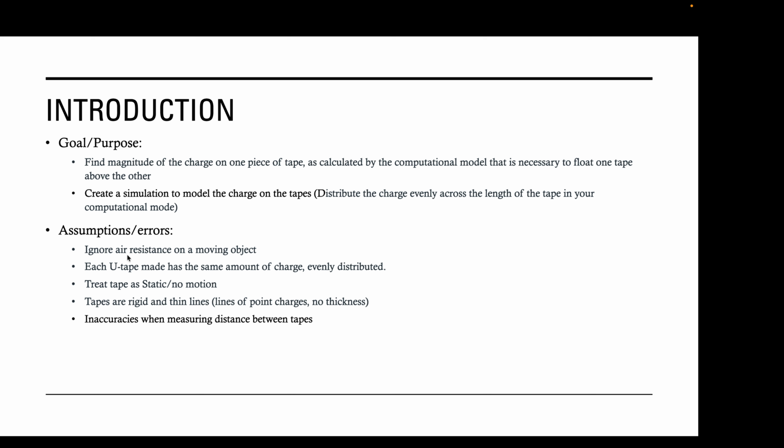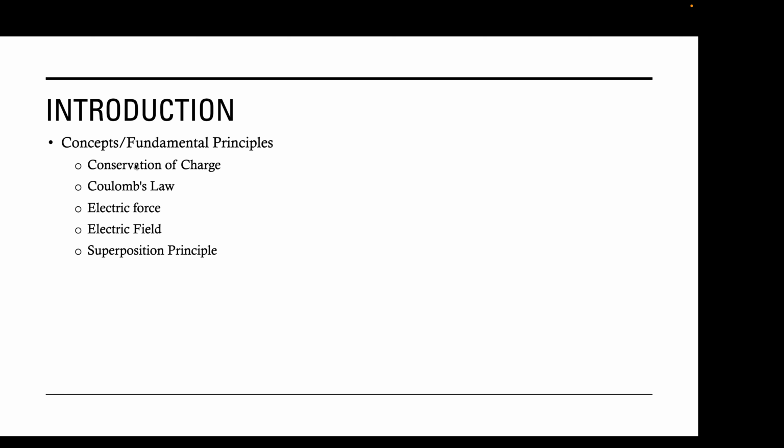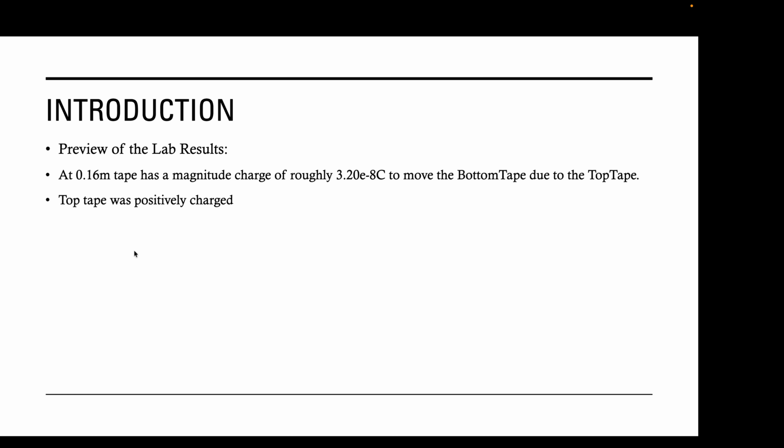Assumptions are to ignore air resistance on a moving object, and each U-tape made has the same amount of charge evenly distributed. To treat the tape as static, such that there is no motion, and also the tapes are rigid and thin lines. Some errors that may or may not occur are inaccuracies when measuring the distance between tapes. Concepts as fundamental principles are the conservation of charge, Coulomb's law, electric force, electric field, and the superposition principle.